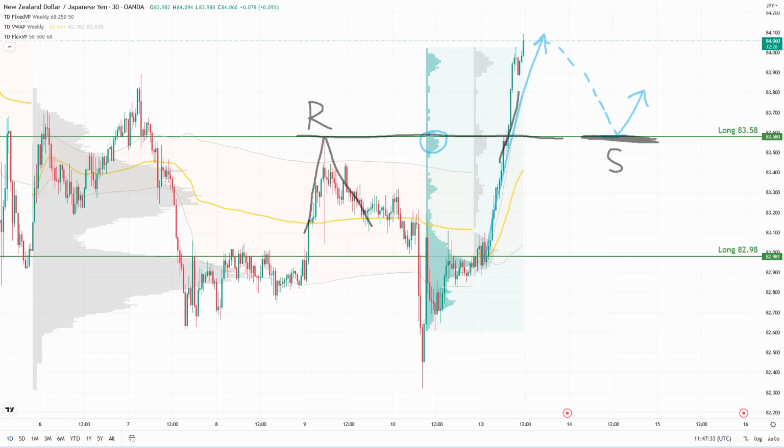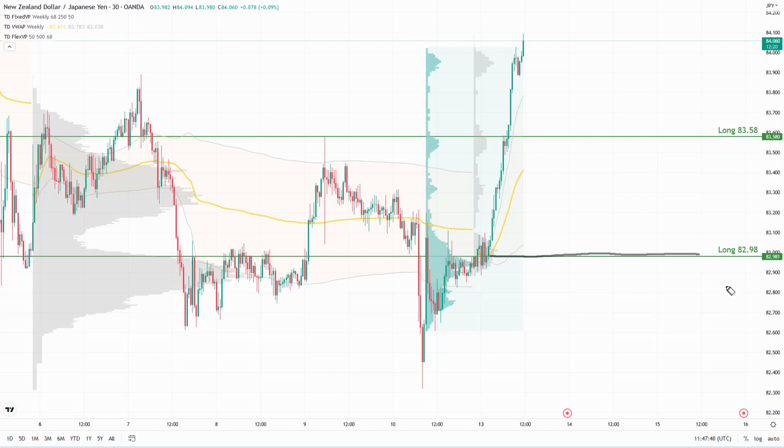Now let me talk about the second support a bit. It is in here and it is at 82.98. As you can see, this is a rotation from which this uptrend started. Now what is important here is that within this rotation, heavy volumes were traded, right? You can see that on the flexible volume profile in here.